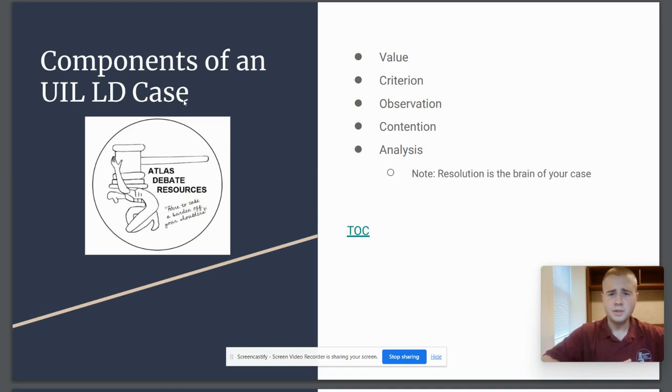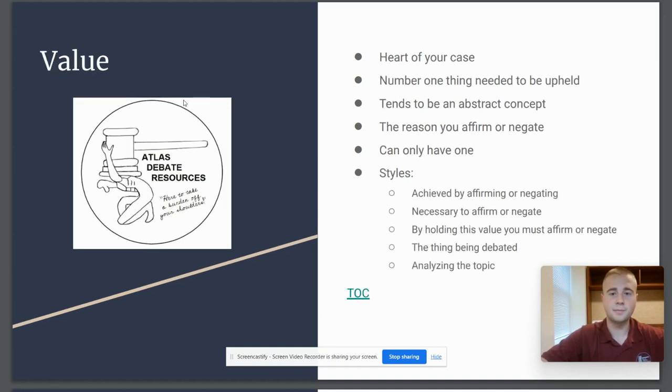So, to start off, the basic components are outlined like thus. We have the value, the criterion, the observation, the contention, and analysis. A little side note here is that the resolution is the brain of your case, and I'll explain that a little bit more as we get into the analogy that I use to help understand the parts of a case.